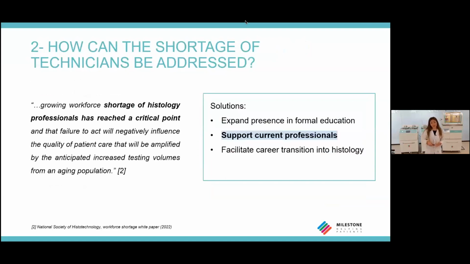Directly connected to how the work is managed, the second question in the topic laboratory workflow is how to address the shortage of technicians. This is a problem that, according to a recent report from the National Society of Histotechnology, has reached a critical point. And among the possible solutions displayed in this article, for what concerns us, we can try to act on the second one: support current professionals.